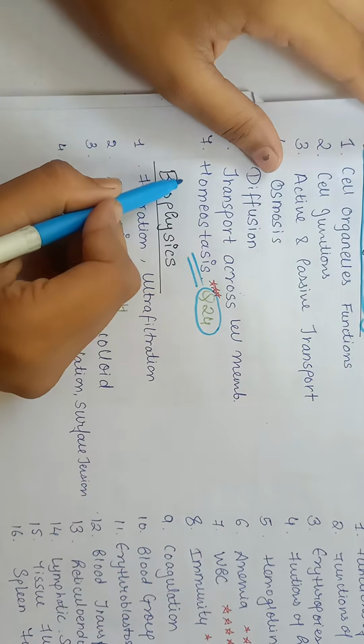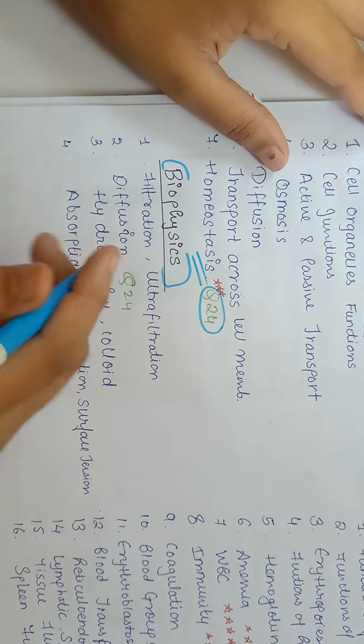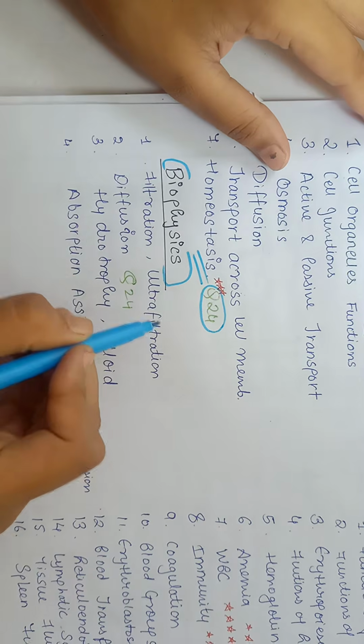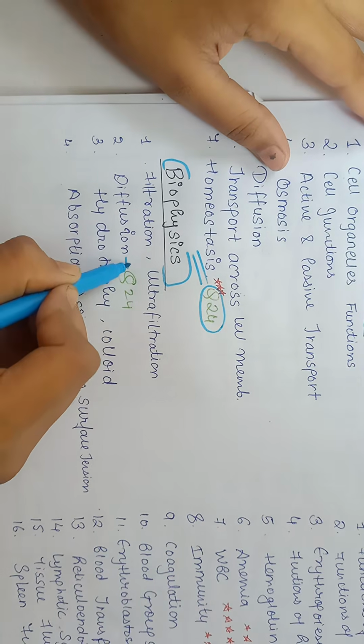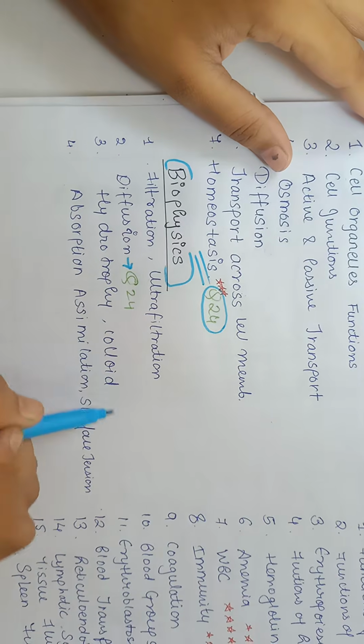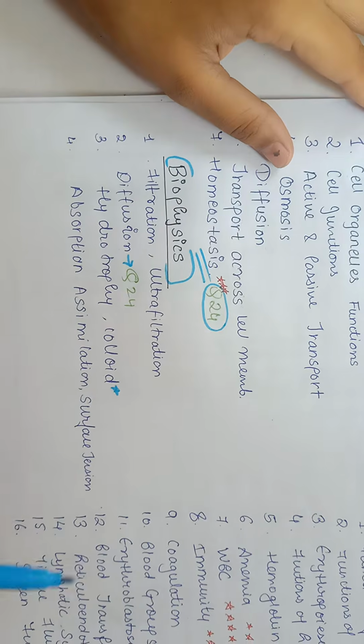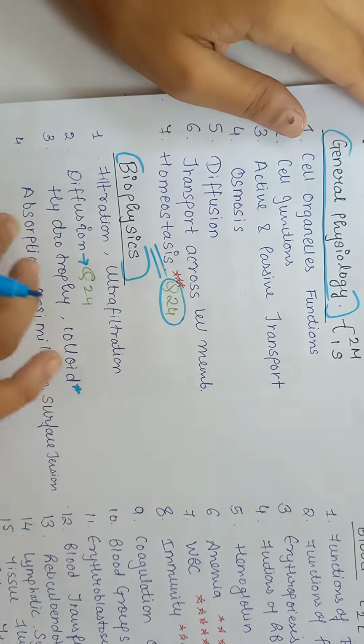Then from biophysics, we have biophysics in our paper 1. From biophysics, filtration, ultrafiltration is important, diffusion is very much important. It has been asked in 2024. Then hydrotropy and colloid is again important. Then absorption, assimilation and surface tension are important questions from biophysics.